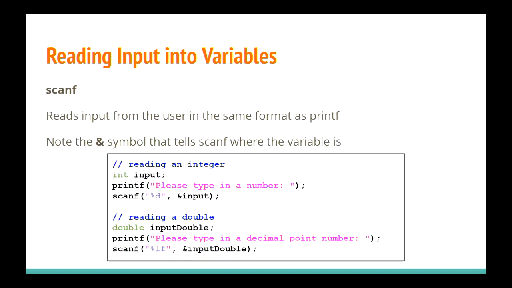So if someone accidentally writes the wrong code to read an integer as if it was a double, or vice versa, then C is going to be like, okay, there's something going weird here. And it will let you know that there's an issue.